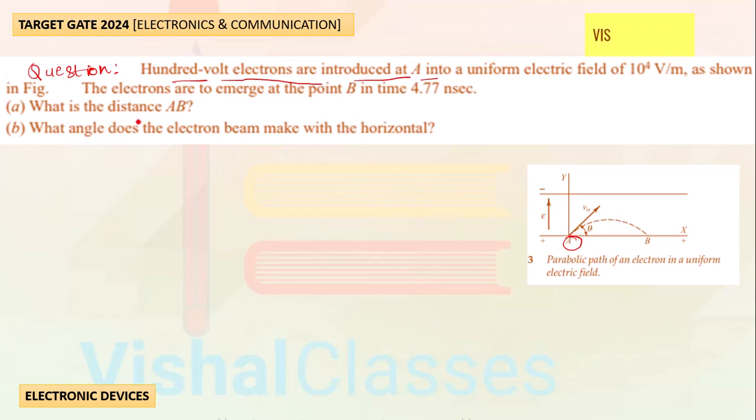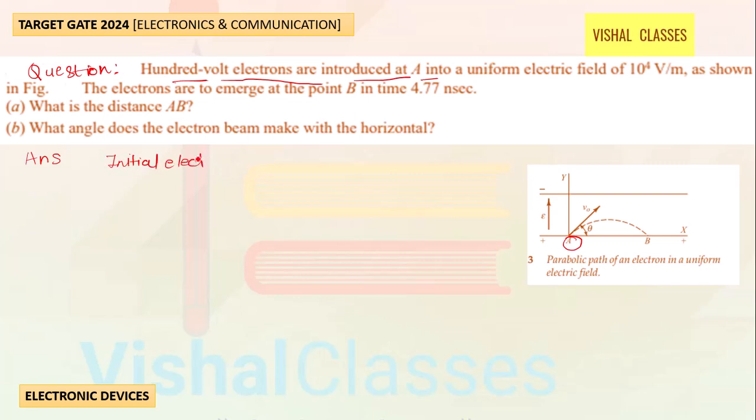And what is the question asking? What will be the distance AB, and what angle does the electron beam make with the horizontal? Since the electron is projected in projectile motion, it follows a parabolic path.